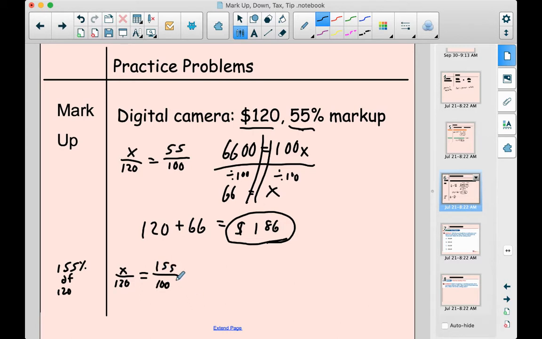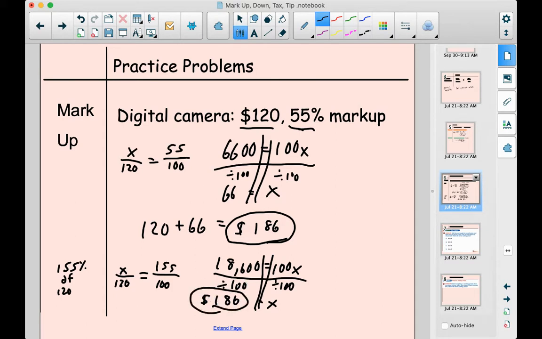Okay, if I do some multiplying here, I get 120 times 155 is 18,600. That equals 100x. Divide both sides by 100, and you get 186 equals x. So $186. Same thing I got before. So that is kind of a handy trick. You don't have to find a percent and then remember to add or subtract it. You can just figure out what the overall percent is going to be and just calculate that.